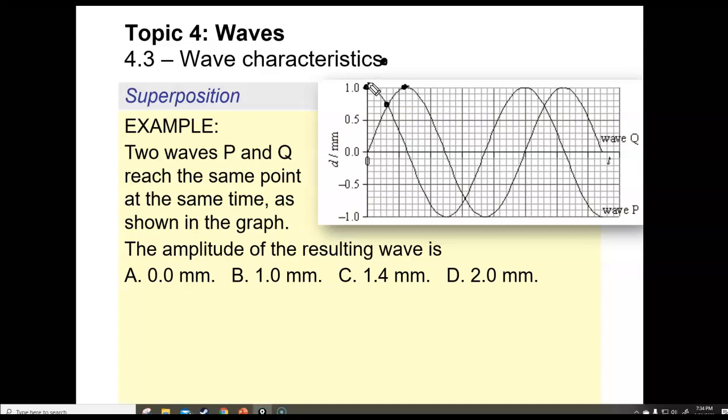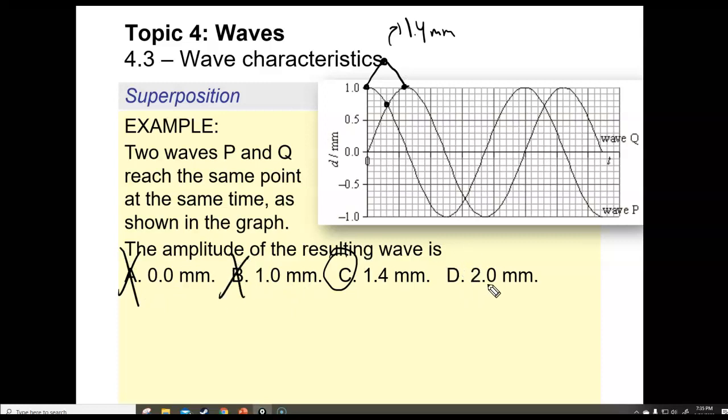And you can keep going along like this, but basically what we have here is a local maximum. In other words, the graph peaked right here at 1.4 millimeters. So the amplitude of the resulting wave is 1.4 millimeters. And you can use process of elimination to eliminate the other ones. 0 amplitude would mean complete cancellation the entire time. We already have a non-example of displacement bigger than 1, so B is out.